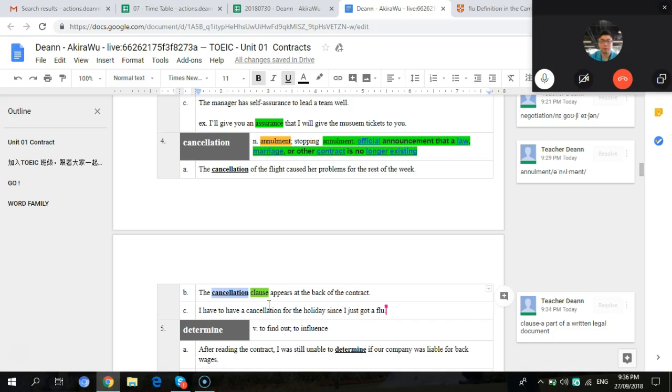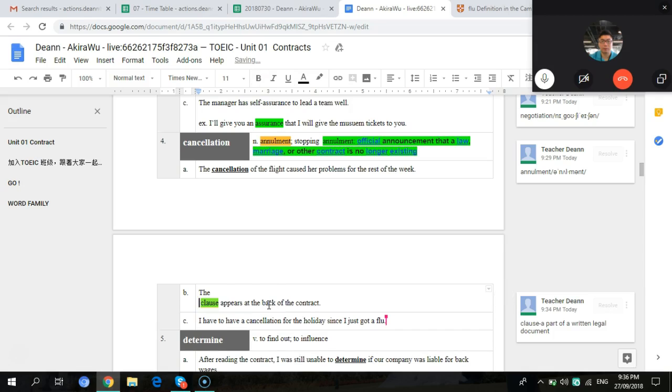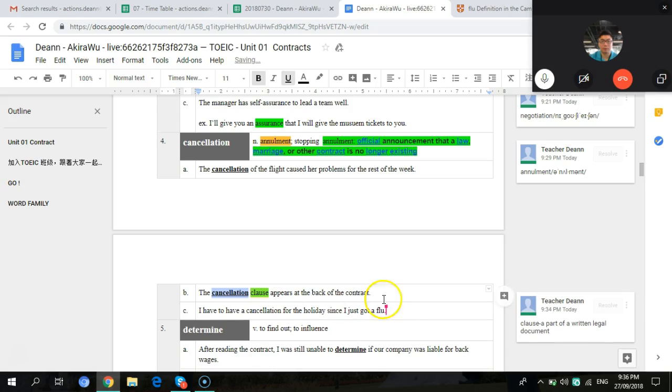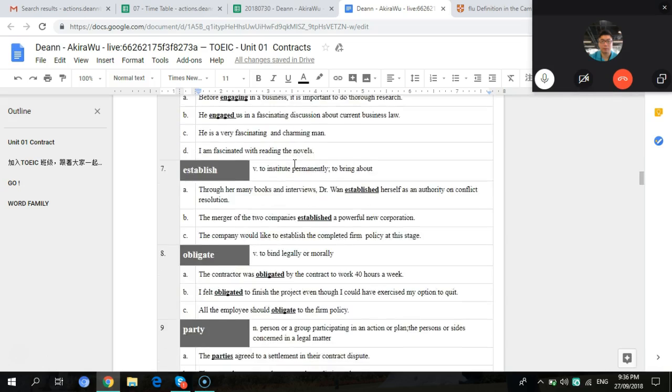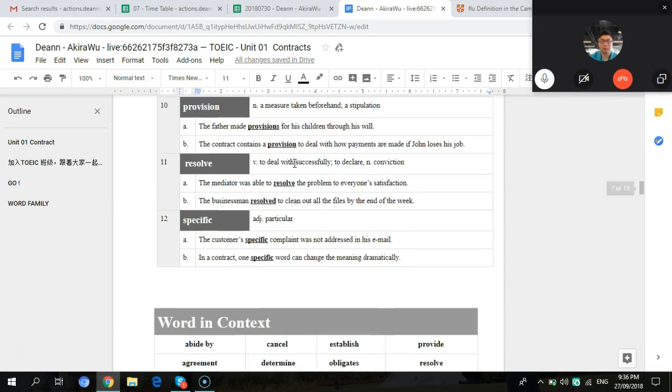Okay, so is there any questions of the 3 sentences that we have here? No questions. So let's try. Can you give your own example of the word cancellation in a sentence?